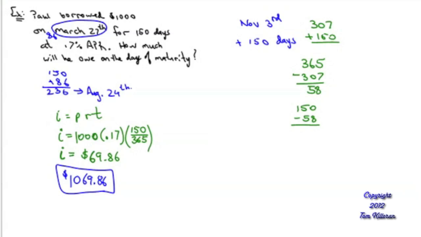There are other ways of doing this. This is just one possible way of getting around the calendar. So subtract those and you're down to 92. So you have to go to the 92nd day of the year, which is April 2nd. So this loan will get done on April 2nd.